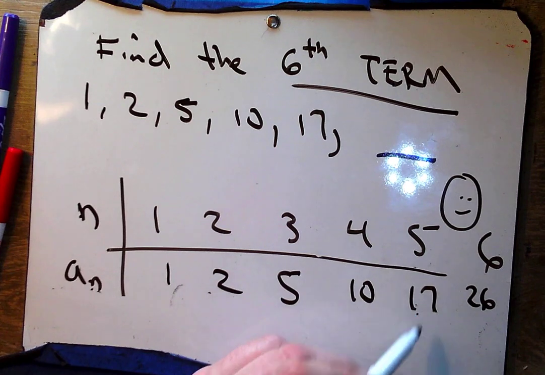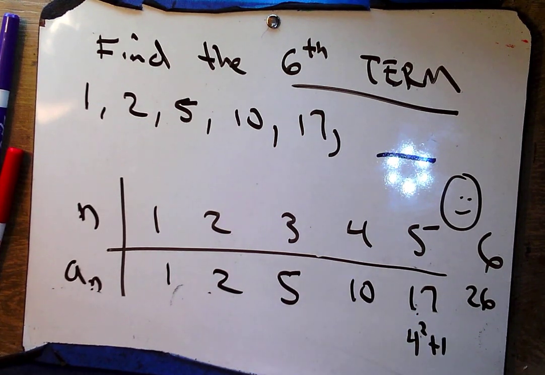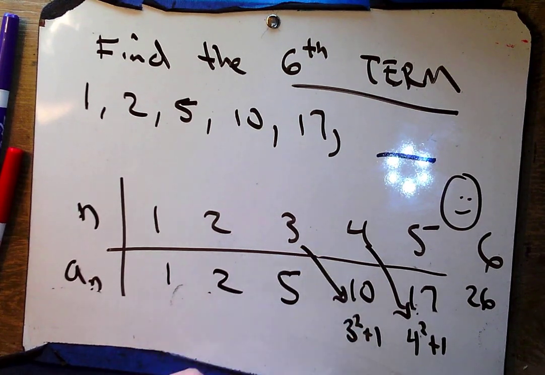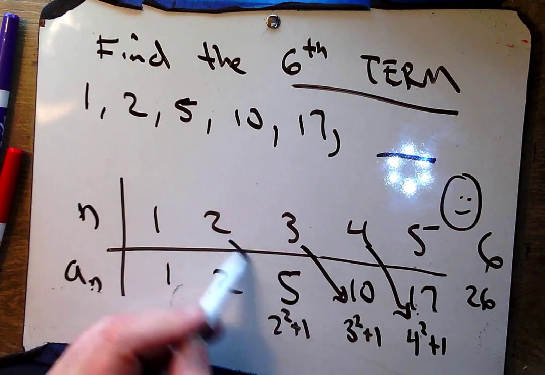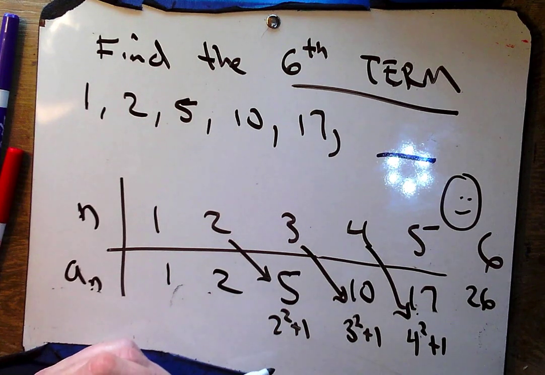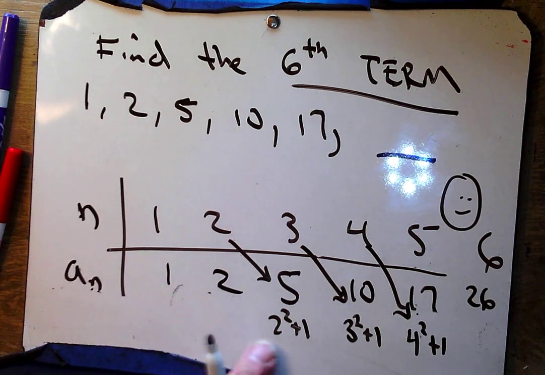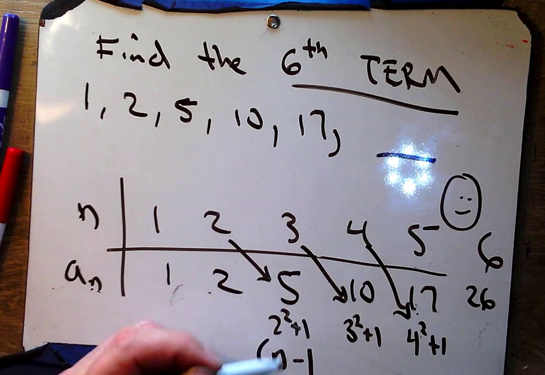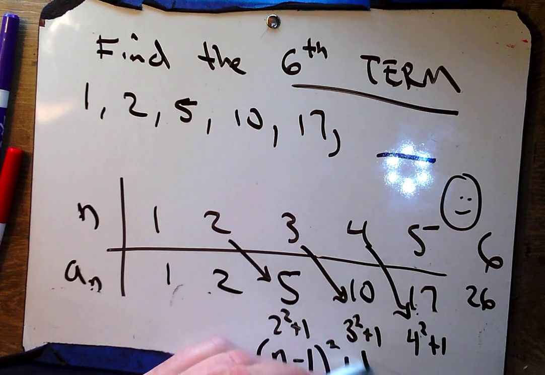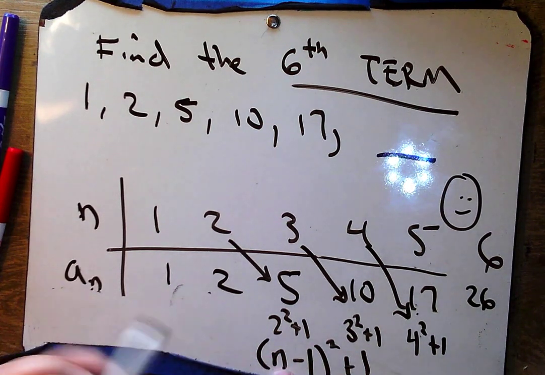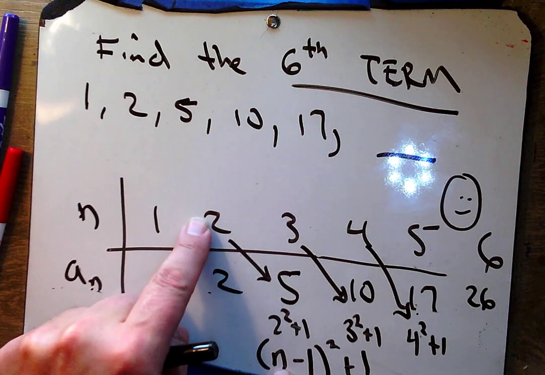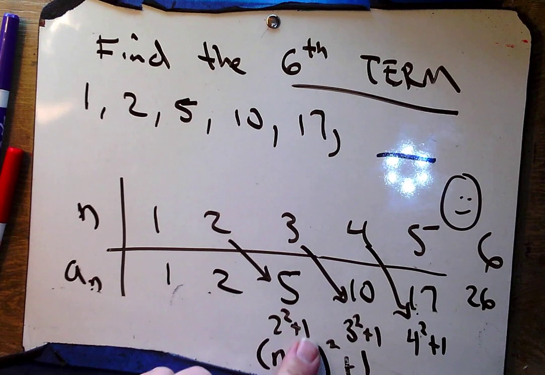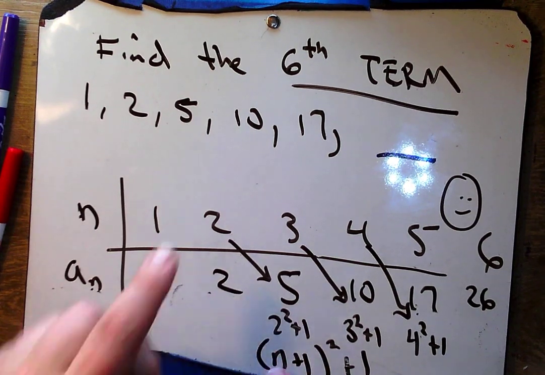But what I noticed was this was 4 squared plus 1. And this was 3 squared plus 1. And this was 2 squared plus 1. Huh. And so I think what I would do if someone made me write a rule here, I kind of want to say n minus 1 squared plus 1. So n, this number, 2 minus 1 is 1. 1 squared, no, that wasn't it. Was it plus 1? Let's try plus 1.